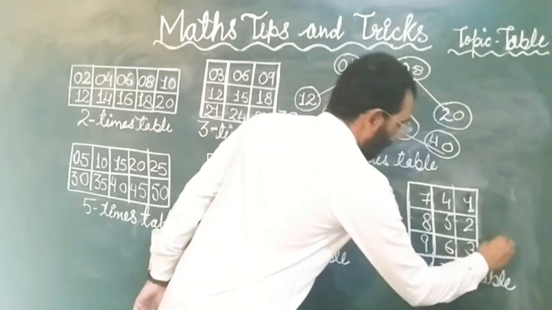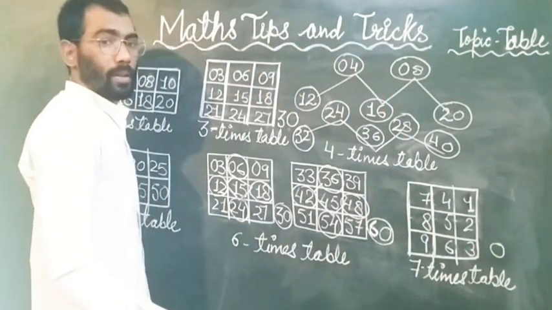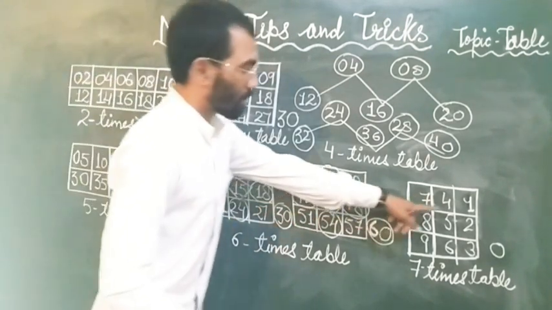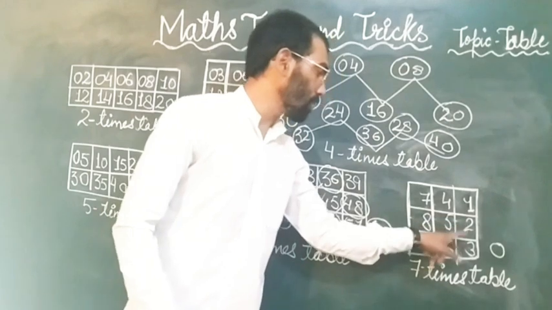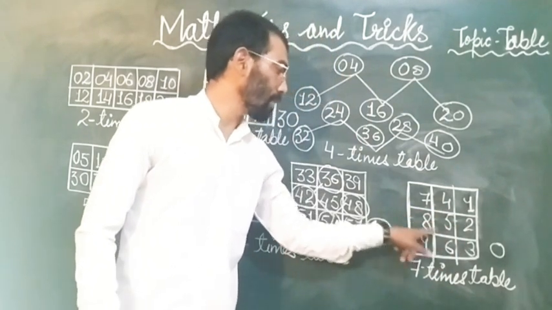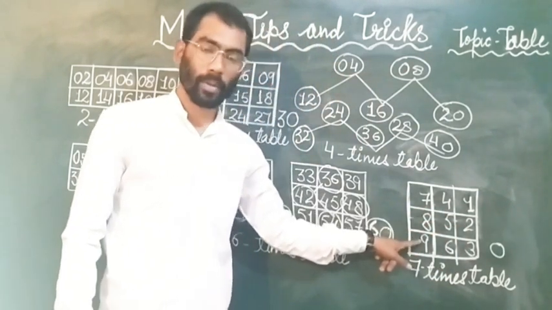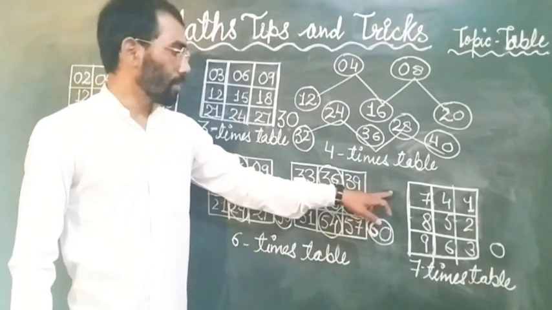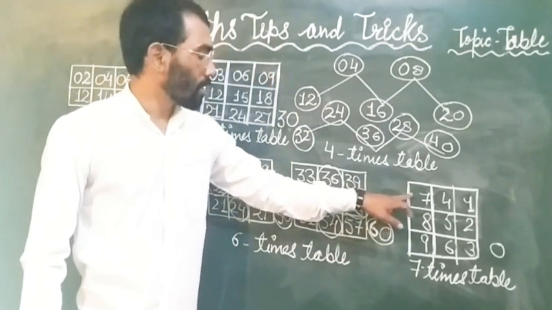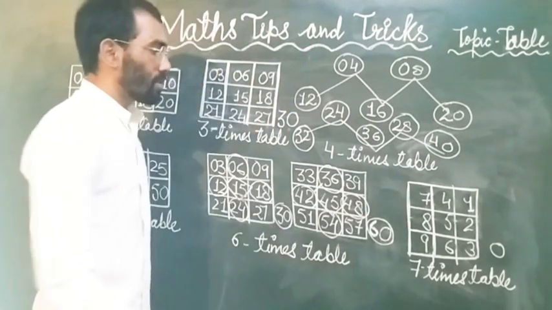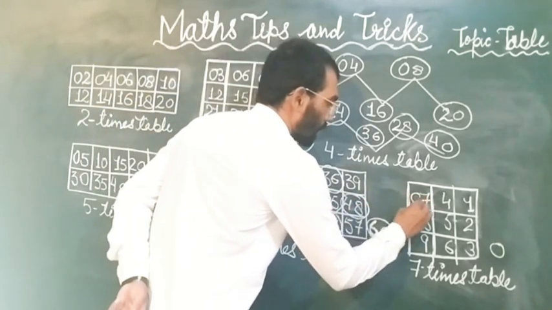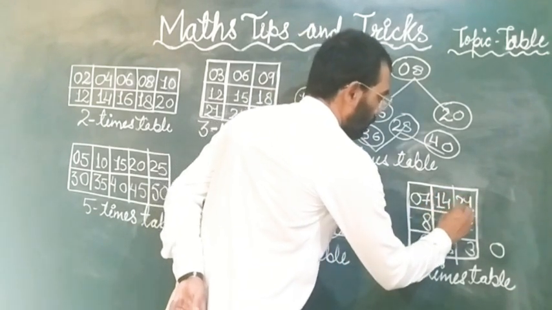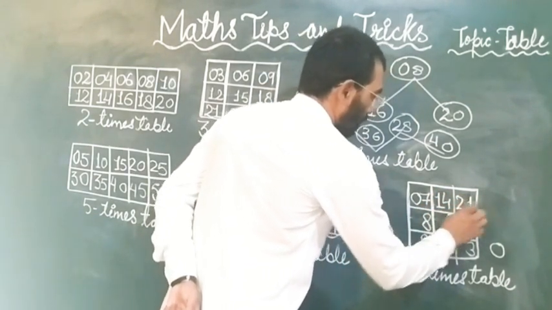Write 0 outside of the box. This way you will write 1, 2, 3, 4, 5, 6, 7, 8, 9. Okay. Then start from the first row. Write 0 here at the tens place. Write 1 at the tens place. 2 at the tens place.